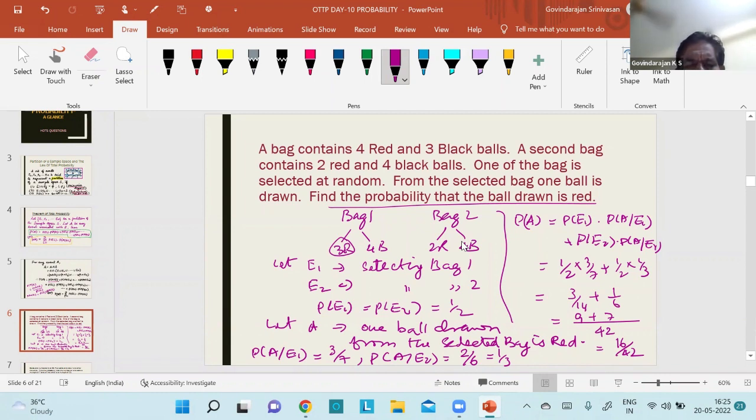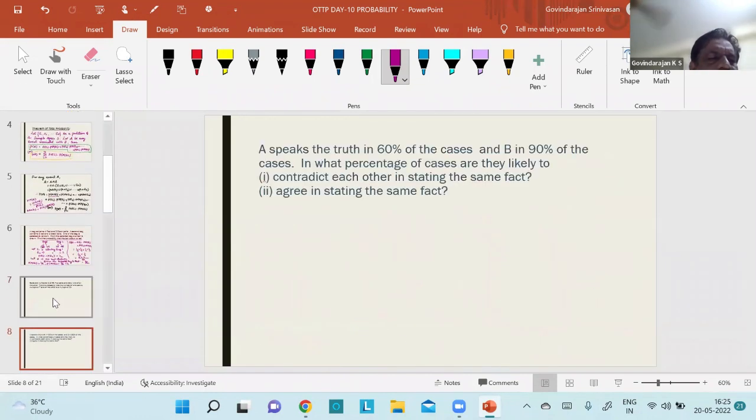Probability of A given E1 is 3 out of 7. This is 2 out of 6 balls. One ball is red color. Correct only. So 1 by 2 into 3 by 7, 3 by 14, plus 1 by 2 into 1 by 3, that is 1 by 6. So 42 is LCM. 3 14s are 42. So 3 3s are 9. And 7 6s are 42, 7. 16 by 42 is the answer. Yeah. So like that you can do, but anyway, I will go to the next question.